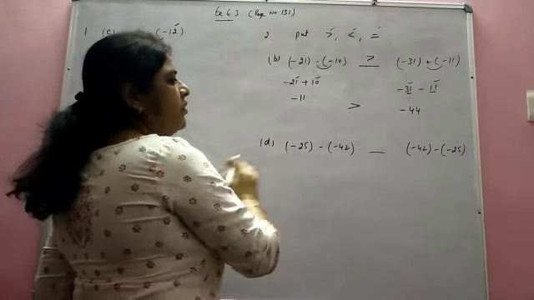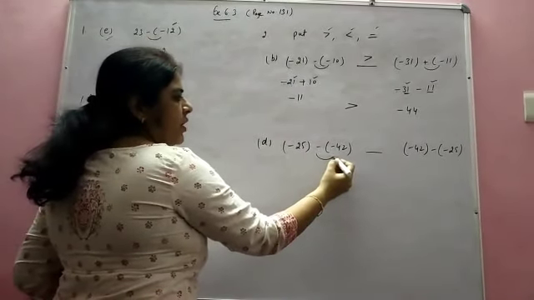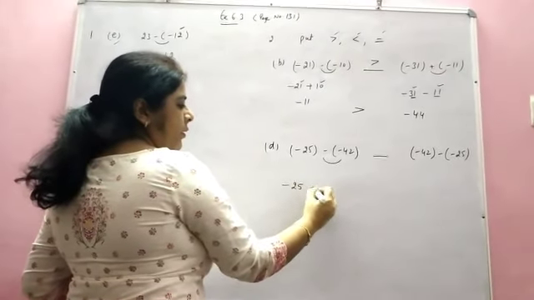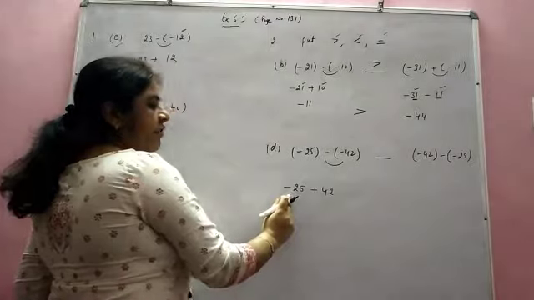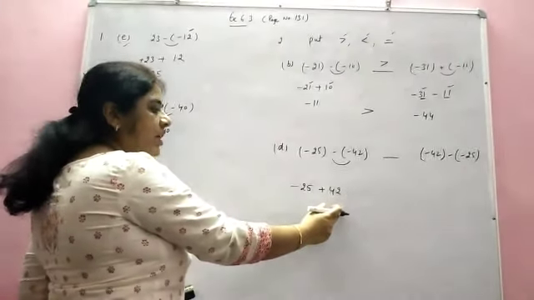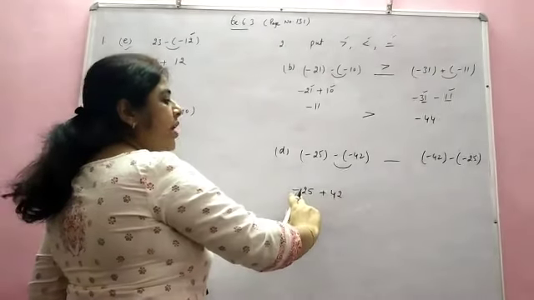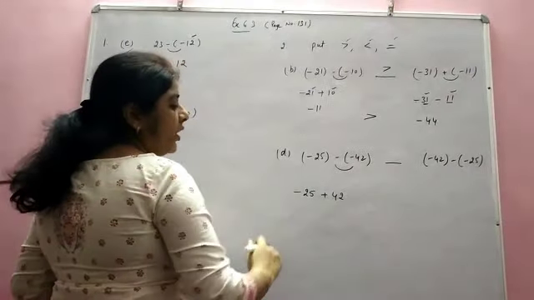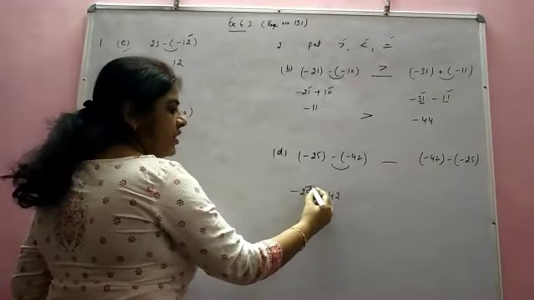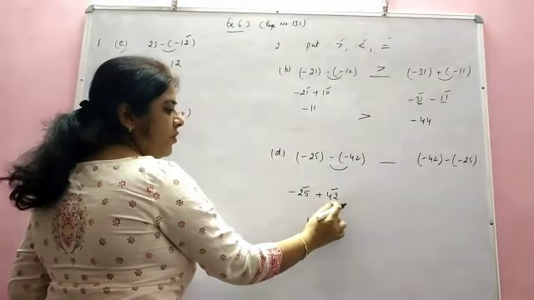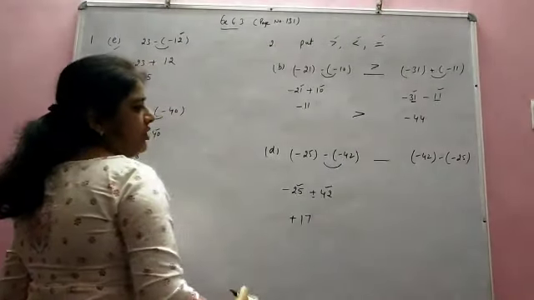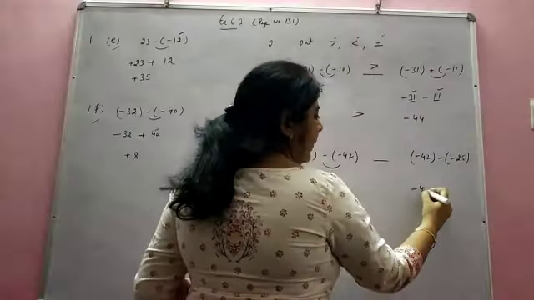So which sign will come here? This. Similarly, we will solve this. Minus minus becomes plus. So keep it as it is. Now if there is one negative integer and one positive integer, we subtract the integers. 42 minus 25. What would the answer be? 17. Which number is greater, 25 or 42? 42. So which sign does it have? Plus. So plus 17.